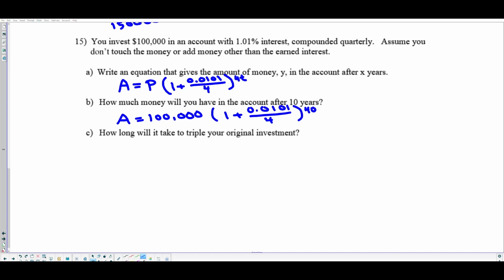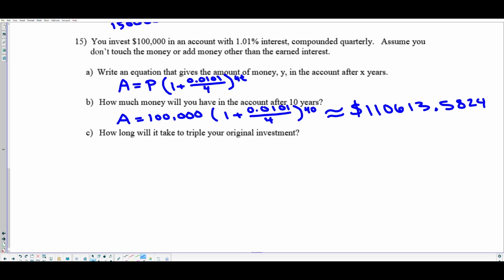So 100,000 parentheses 1 plus 0.0101 divided by 4, close parentheses. Okay, now raise all of that to the 40th power. So it's fairly straightforward actually. And that's going to give me, just doing all that in the calculator, you should have the answer of 110,613.5824. But again, since we're talking about money here, this is your answer.